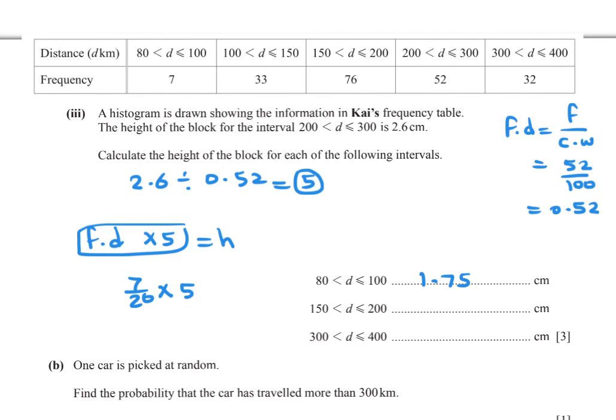So the frequency density is 76, the frequency, divided by the class width, which is 50, multiplied by 5, equals 7.6. The same for the last one, from 300 to 400. Find the frequency density, then multiply by 5. So the frequency density, 32 divided by 100, then multiplied by 5, equals 1.6.